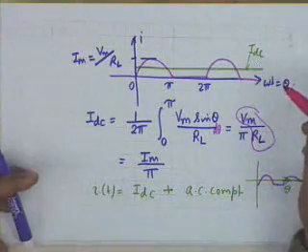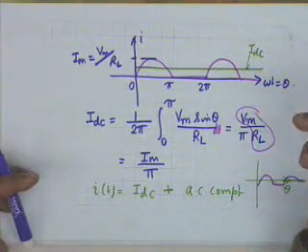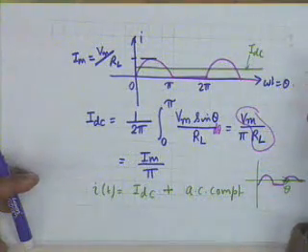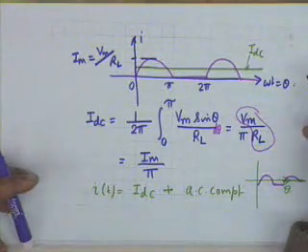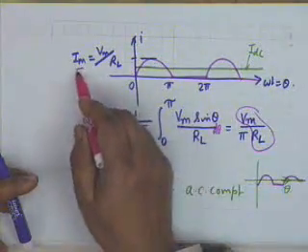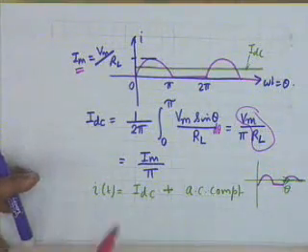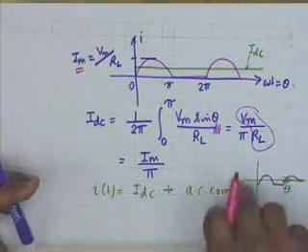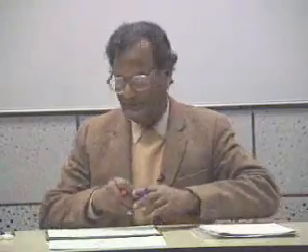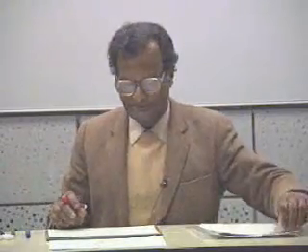The value of the ripple is the difference between the maximum value of the current and the minimum value of the current, and so the value of the ripple here itself is Im. Alright, the value of the ripple is Im. Now we will see how to reduce the ripple later.